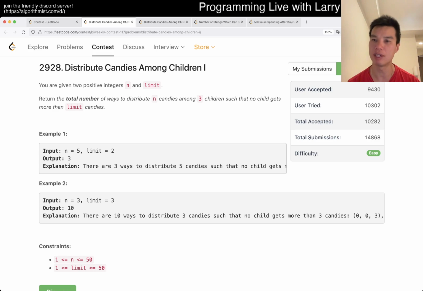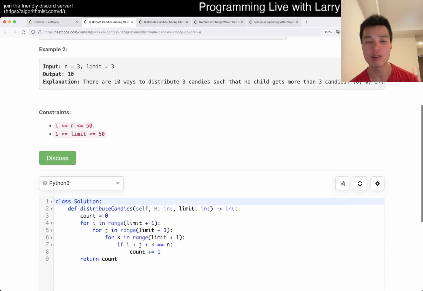Let me know what you think about this problem for Q1 of the contest. This one I'm not gonna go over too much, because the limit is 50, so there are a lot of different ways you can win this, but as long as you make sure that the constraints are met, then you should be good. And yeah, this is the way that I did it.